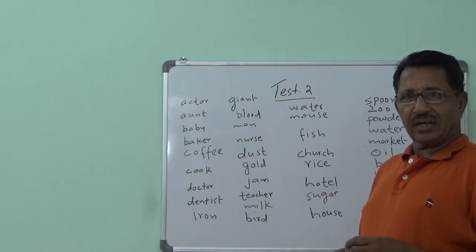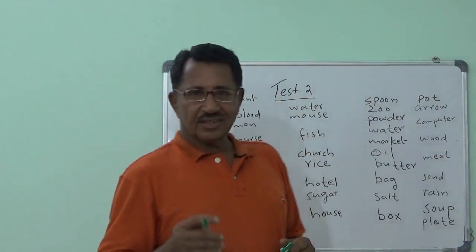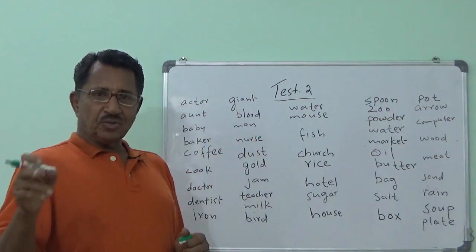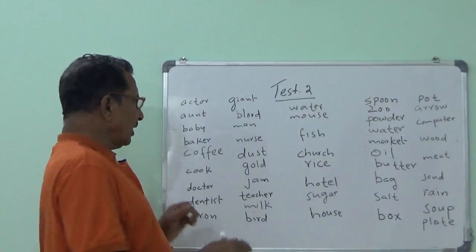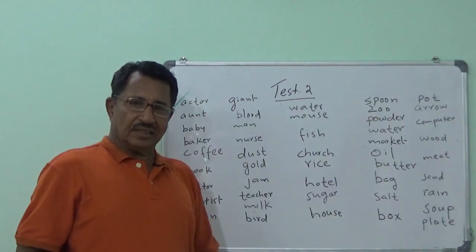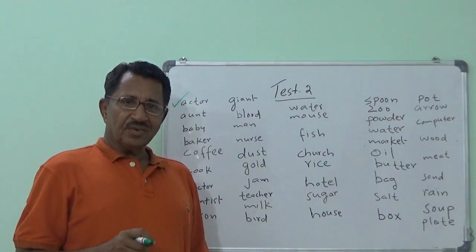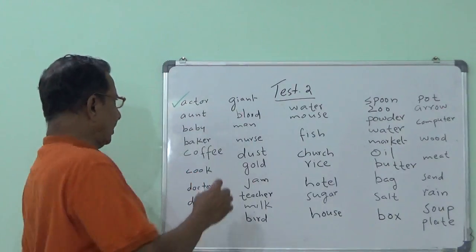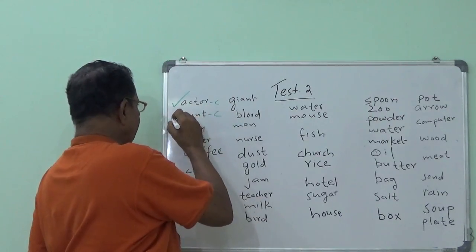Actor. Is it countable or uncountable? That is countable, because you can see one actor, two actors, three actors. And if you ask for the plural, what is the plural? Actors. So that is correct. Look at the second one, aunt, but we say auntie. Is it countable or uncountable? Countable. So you can put C here. Here also put C.